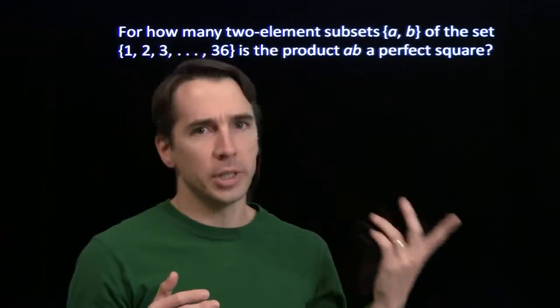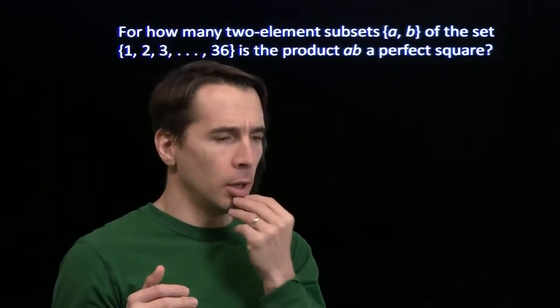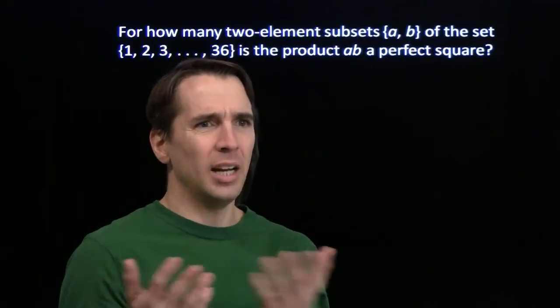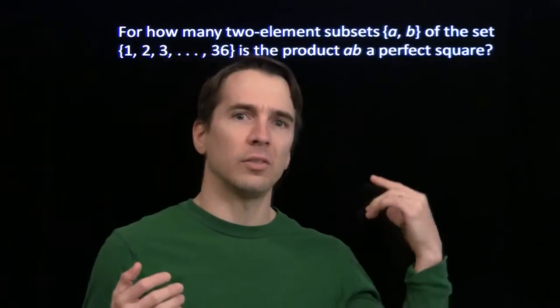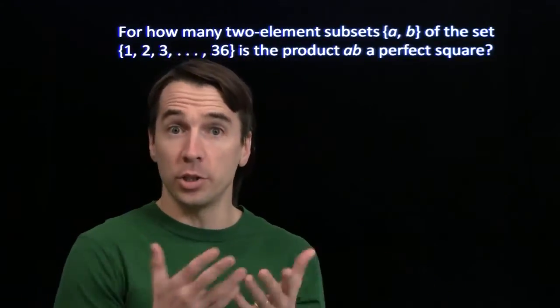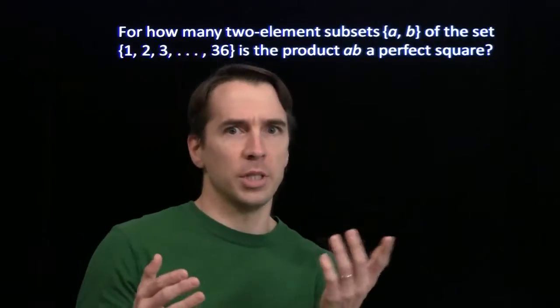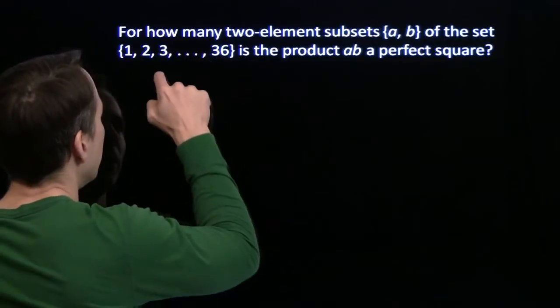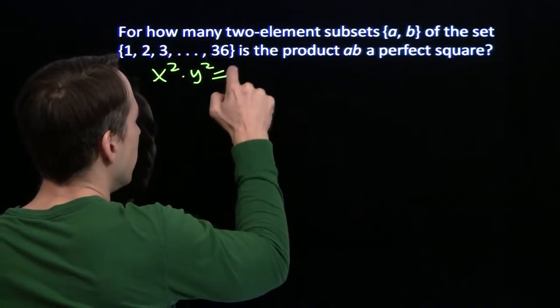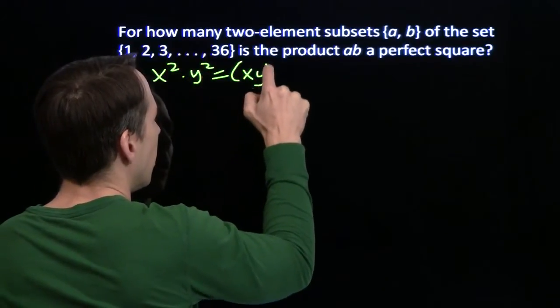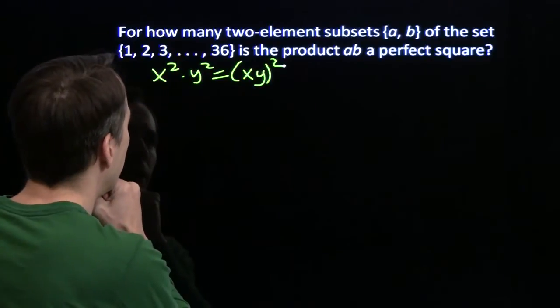1 times 4, 1 times 9, 1 times 16, and, well, anytime you pick a perfect square, the other number has to be a perfect square too in order to get a square product. Like if you picked 4: 4 times 9, 4 times 25. Because anytime you go x squared times y squared, you get the square of xy.